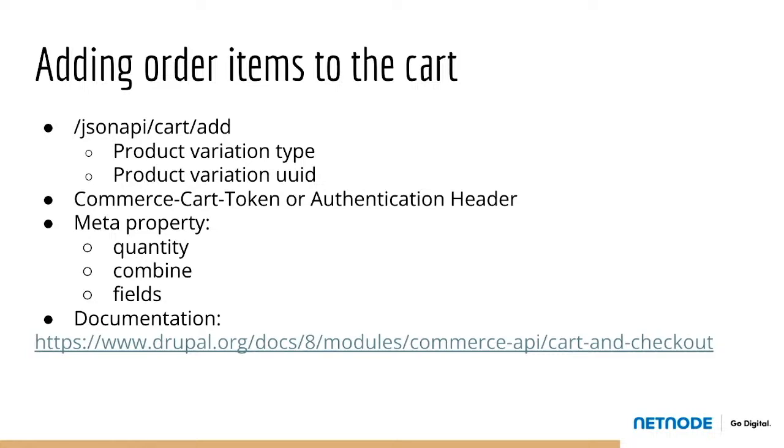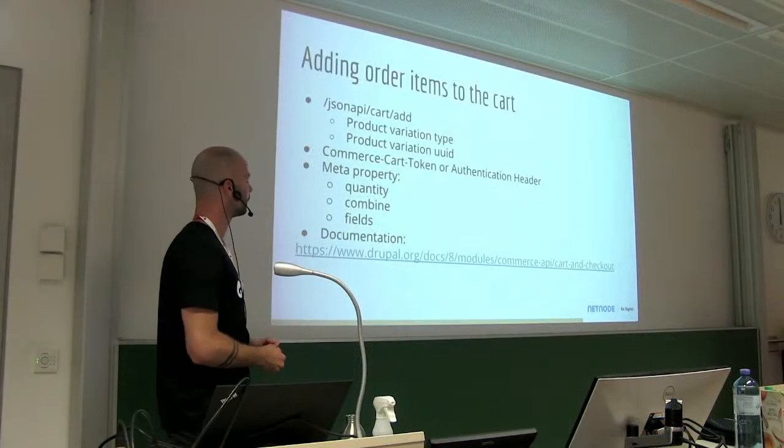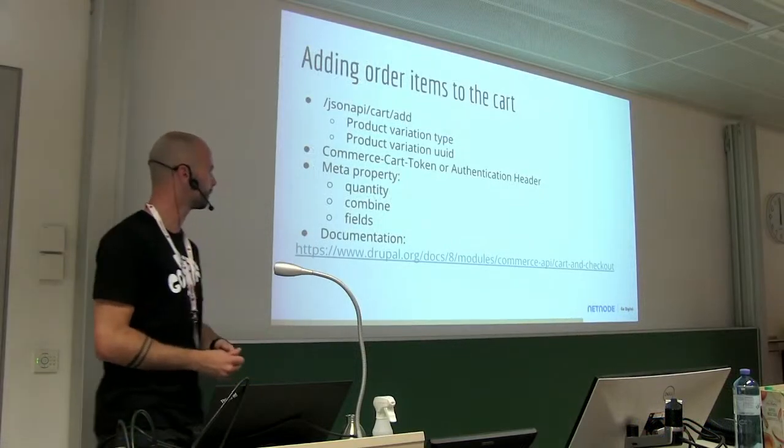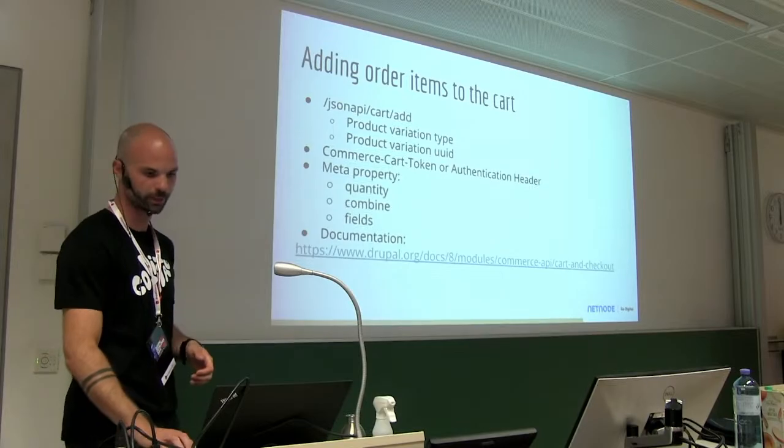So, for example, if you are doing a reservation during adding the product to the cart and you want to store the reservation date, you can create the reservation date field on the order item type and then send this in this request from the front end. You can find the documentation about all these CRUD operations on drupal.org in the Commerce API documentation.